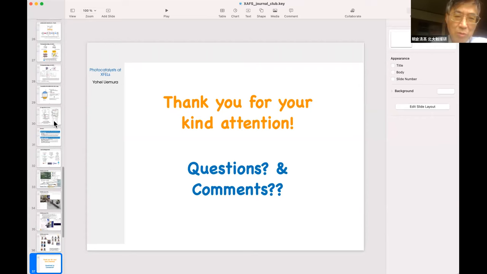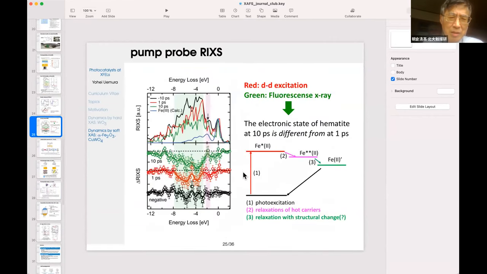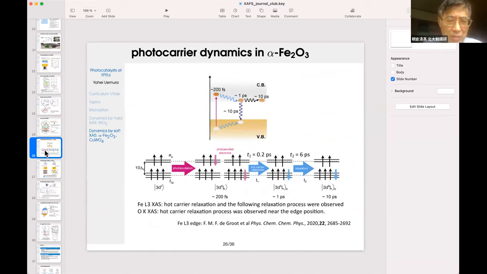Okay. Any other questions? I have one question about the hematite. You did the resonant inelastic X-ray scattering, and you found some changes. Maybe those changes correspond to some species changes. You showed a cartoon before with several excitation states.